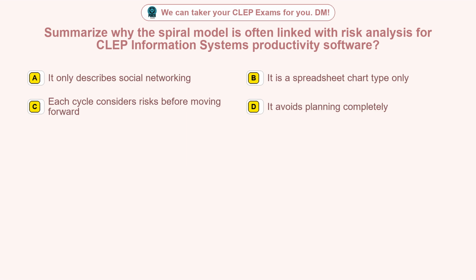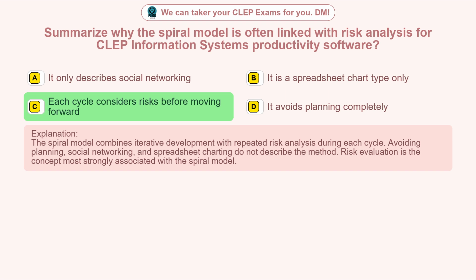Question 71. Summarize why the spiral model is often linked with risk analysis for CLEP Information Systems productivity software. Option A. It only describes social networking. Option B. It is a spreadsheet chart type only. Option C. Each cycle considers risks before moving forward. Option D. It avoids planning completely. The correct answer is option C. Each cycle considers risks before moving forward.